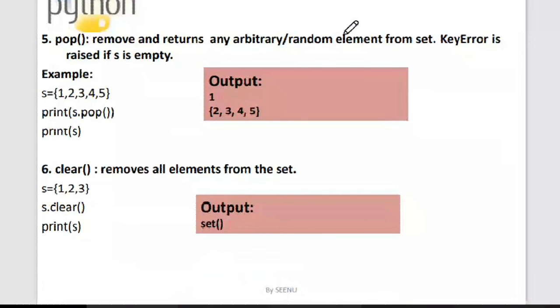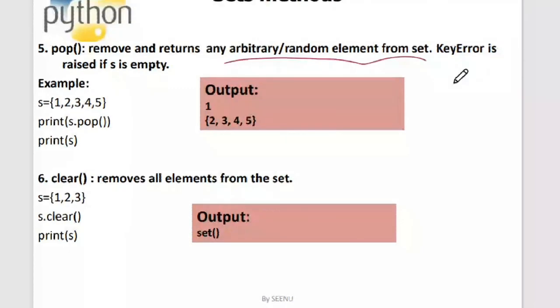See, in the previous cases, when we were discussing lists, if we are not passing any arguments, what does pop do? It removes the last element in the list. And if you specify the index number, it will remove the element at that specified index. Okay, so that's the functionality in the list.